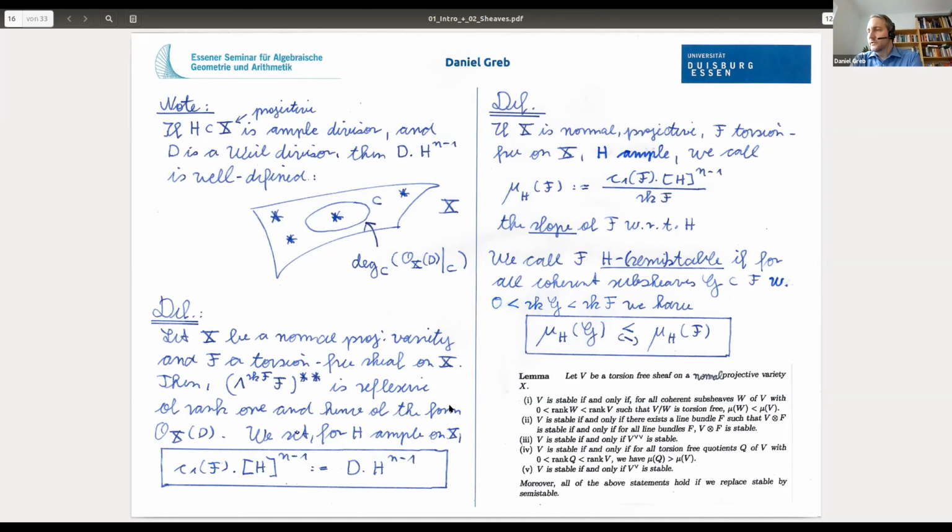V is stable if and only if the double dual is stable. So that essentially allows us to work in many cases with reflexive sheaves. And then let's just look at the last thing. Stability can be checked on the dual as well. So V is stable if and only if the dual is stable. That's just, as I said, rather formal properties of this notion.